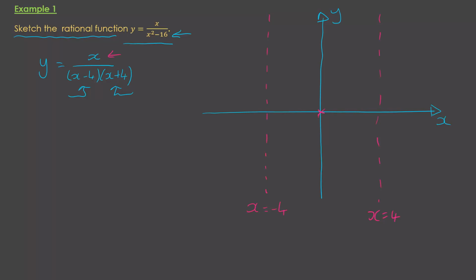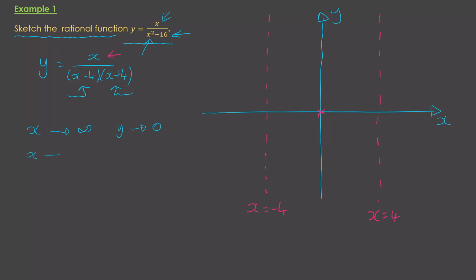Now, let's think about what would happen as x tends to infinity. The top would get very, very large, but the bottom would be larger because we have x squared. That tells us that y is going to tend to 0.